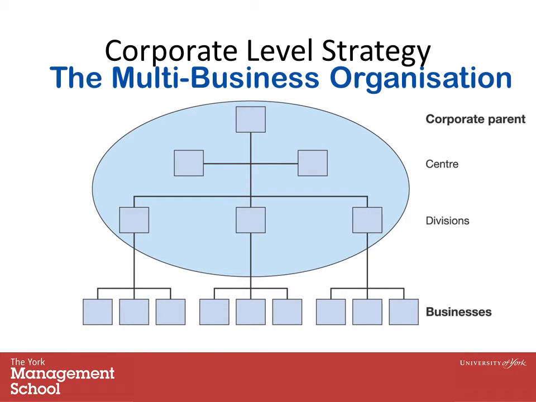So let's be clear about what we mean by corporate level strategy. Previously we were looking at the lower end of this map, the one that is outside the borderline shape, and that was the businesses. They were the strategic business units. We're now looking at the role of the corporate parent, if you like, the centre, and maybe control of the divisions that divide up its businesses into certain sectors.